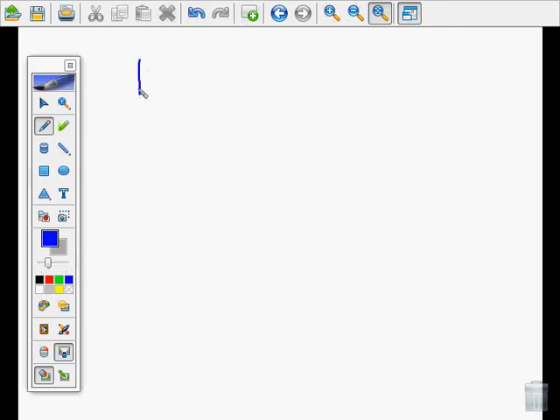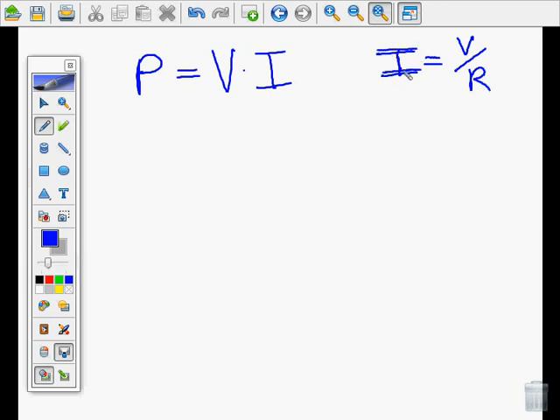Now, we have a new power formula, V times I, and then we have our good friend Ohm's law. I equals V over R. The current going through the wire depends on the voltage and the resistance. Well, those two formulas can give us other versions of the power formula. Sometimes students like to memorize all the different versions. I myself just always use these two things right here.